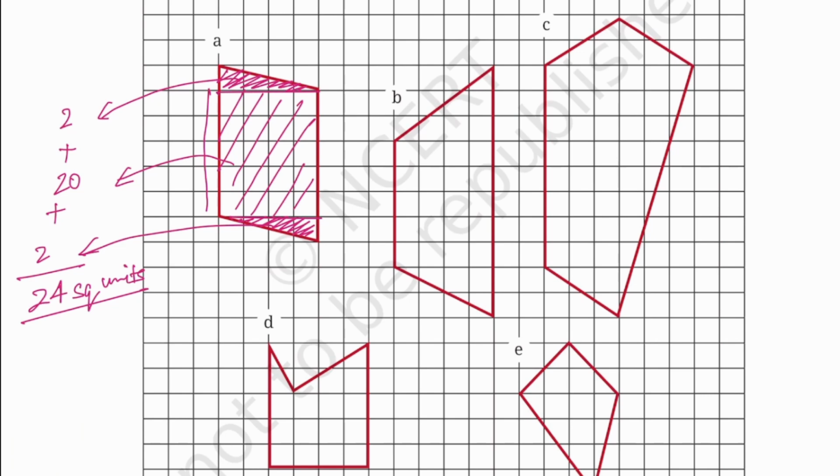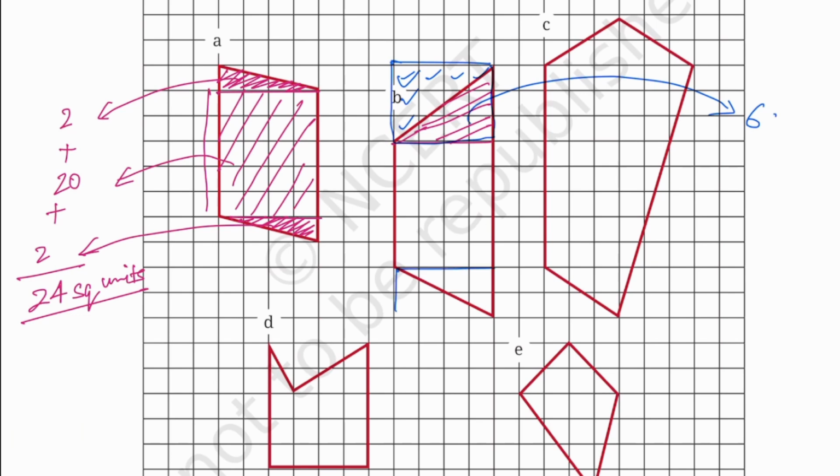Similarly, in the second picture, the area of this triangle is half of the area of this rectangle. 1, 2, 3, 4. 1, 2, 3. 4 into 3, that is half of 4 into 3, that is half of 12, that is 6. 6 square units.